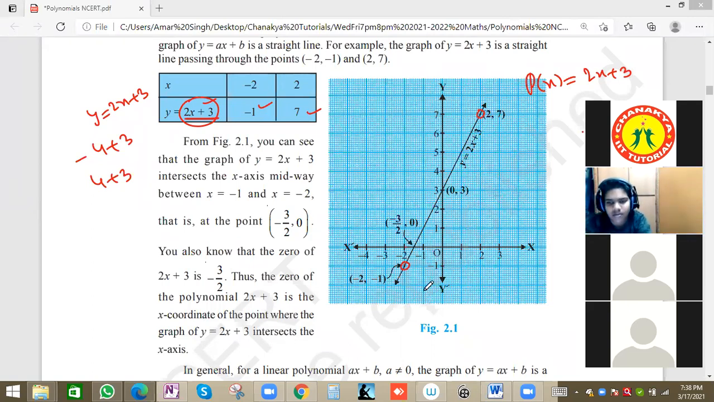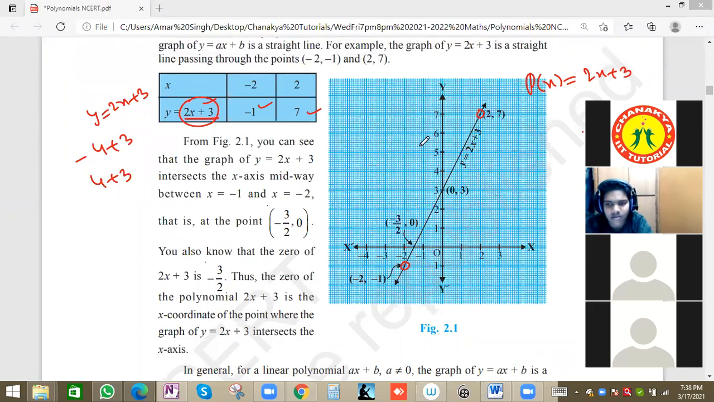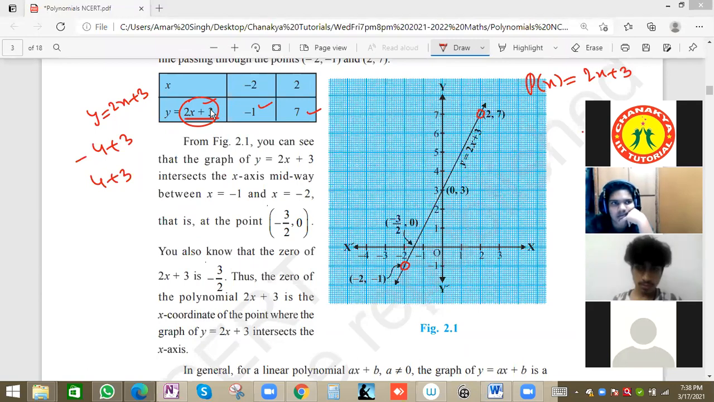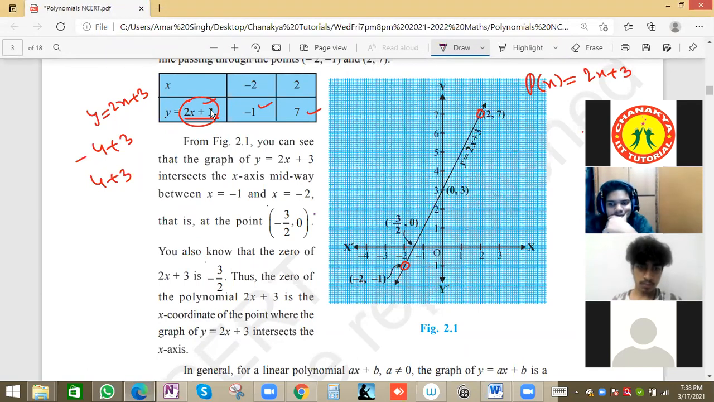So from the graph, what is the value? Is it 3 by 2 or minus 3 by 2? Please check once again. Minus 3 by 2, right. So every time we have to check in the graph where it is cutting the x-axis. This straight line is cutting the x-axis at the point minus 3 by 2, comma 0.